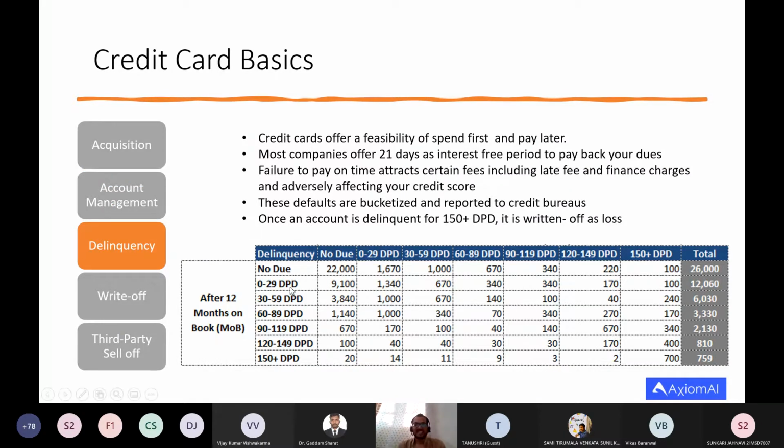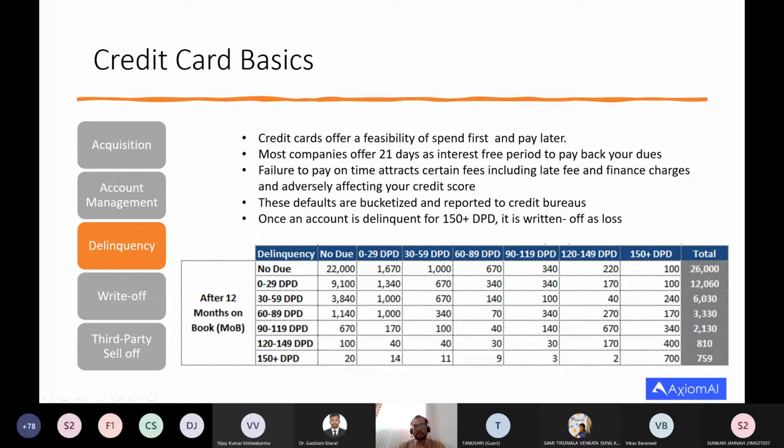This is a table, but it's a fairly simple one, so don't worry. When I say no due here, I'm pointing to the table under the delinquency. There is a no due. What does no due mean? These are all the customers, the volume of customers that are paying back on time.